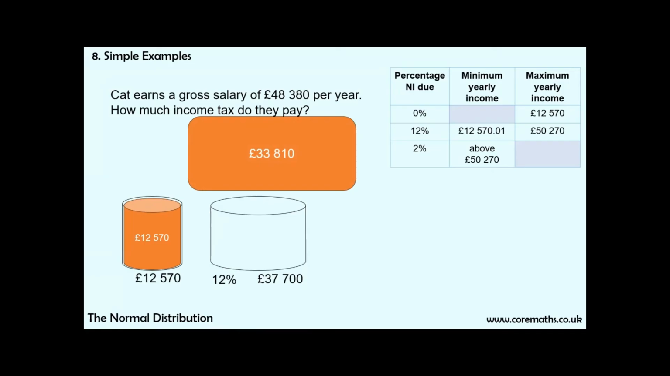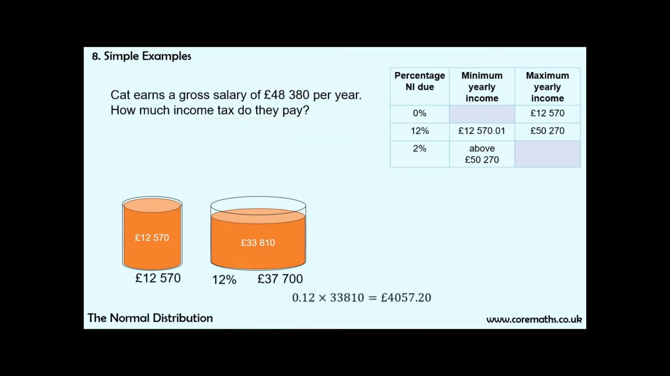So the second cylinder, the 12% cylinder, 37,700. Okay, well, 33,810, closer to filling it up, but doesn't actually fill it up. So we don't need to worry about a third cylinder. Again, 12% of whatever is in that tub there. That's not a tub, that's a cylinder. Whatever is in that cylinder there, 33,810, £4,057, 20 pence. Job done.